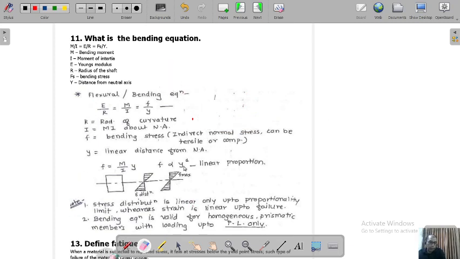The loading on that beam could be anything. It can be a point load, for example, this is what it is. You can have one load here, you can have another load here, and you can have a UDL also.